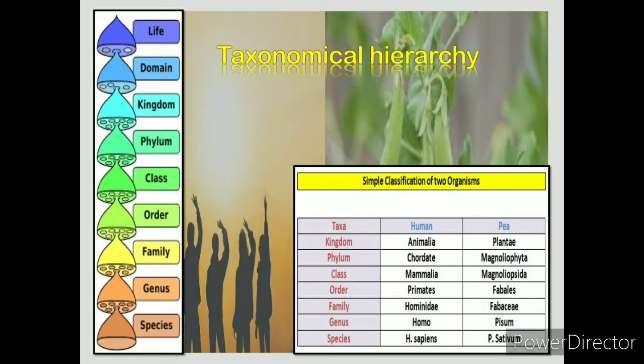Now, I will give you one example of human. In human, kingdom is Animalia, phylum Chordata, class Mammalia, order Primates, family Hominidae, genus Homo, and species is sapiens. So in this manner, all the organisms on earth are being categorized and classified according to their characteristics.